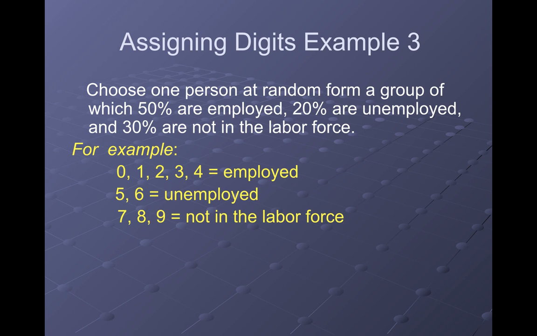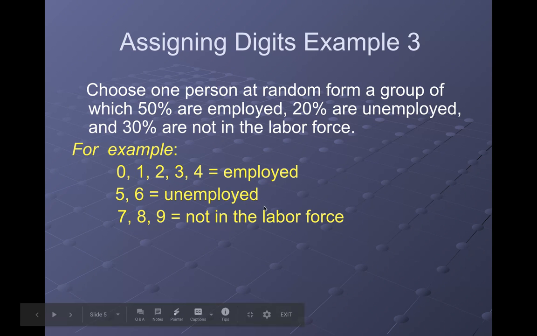So I divvied it up this way. So 5 of the 10 digits, I used one-digit numbers. 0 through 4 was employed. 20% of the possible combinations represent unemployed. 30% represented not in the labor force. So that is how we could use random numbers to set up a simulation.